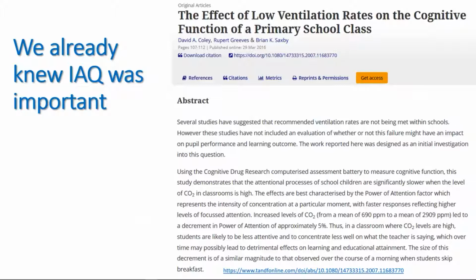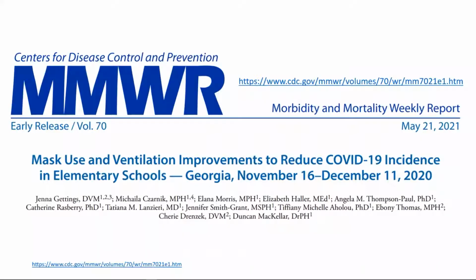We already knew indoor air quality was important in schools before the pandemic. There have been quite a few publications about the effect of low ventilation rates on the cognitive function among students. And so this is not something new, but the pandemic is kind of a learning moment, and hopefully the improvements that we learn now will benefit us in the future also, once the pandemic has allowed us to go back to some semblance of normal, whenever that will be.